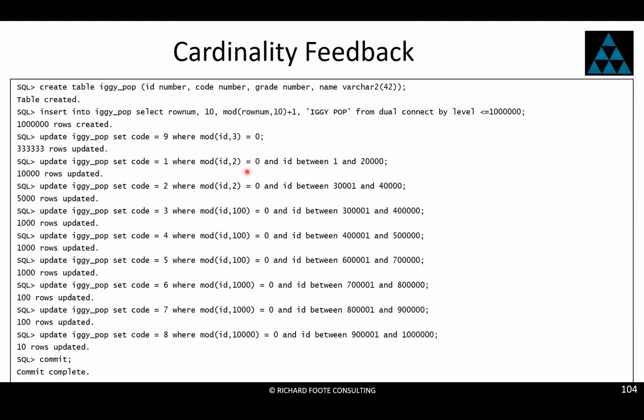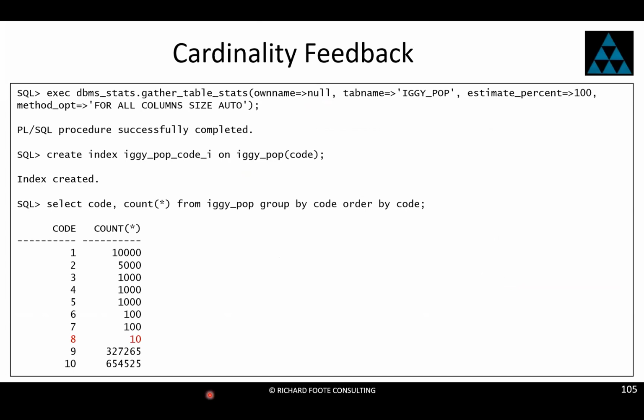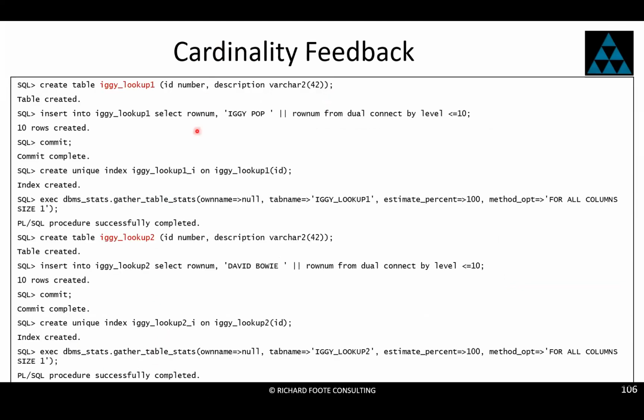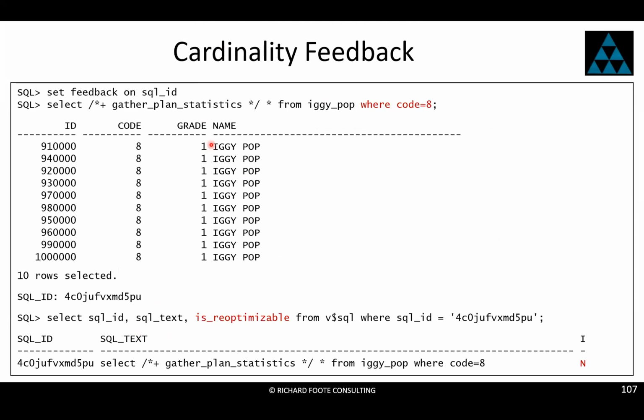So here I've got my data skew table. Just the data, I've got values all over the place. Just note value 8, very few rows. I've got a couple of lookup tables because I'm going to join to this table. And I'm going to run this query where code equals 8. Now, note that because I'm doing a query on one table on one column, Oracle goes, there's nothing really I can optimize on this. Seriously, if you're getting this wrong, what is wrong with your stats? Because there's only one column here. So this is not re-optimizable.